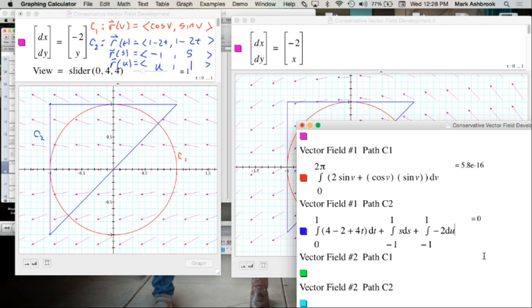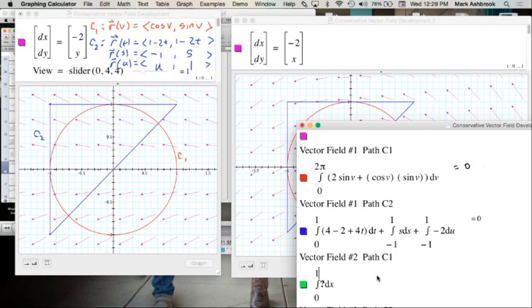So we went around the circle, and what was the value of the line integral? Very close to 0. Yeah, it's essentially 0, the way that this calculator is computing with these sines and cosines. And then what about when we went around the triangle? 0. Okay. So let's do vector field 2, path 1. What should we get?